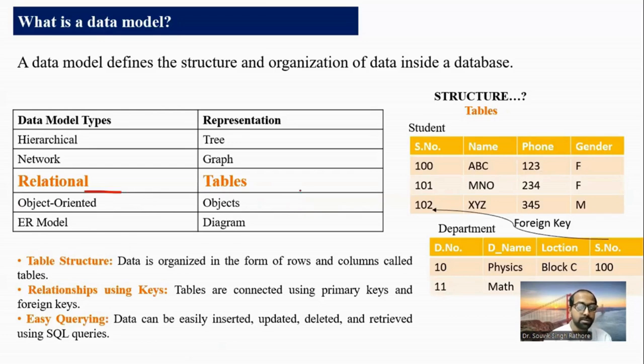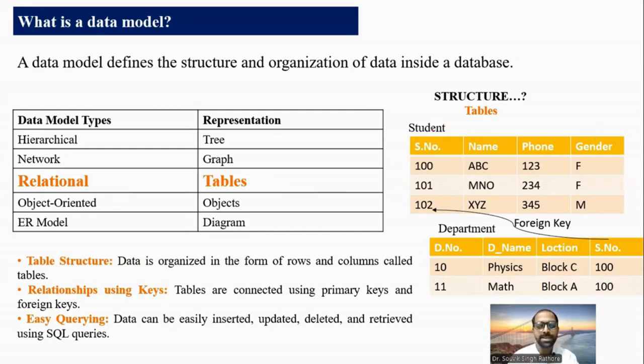A relational data model is the most widely used database model today, and it organizes data into tables. The rows represent the records, and the columns represent the attributes. So these are the records and these are the attributes. In this example, we have a student table and a department table. The student table stores the information about the students, while the department table stores the department information.